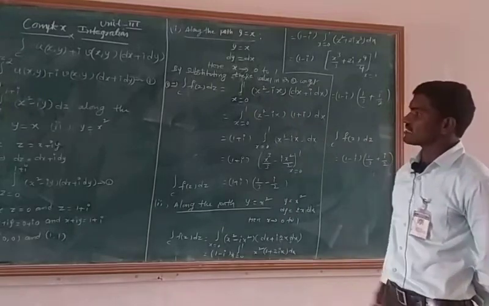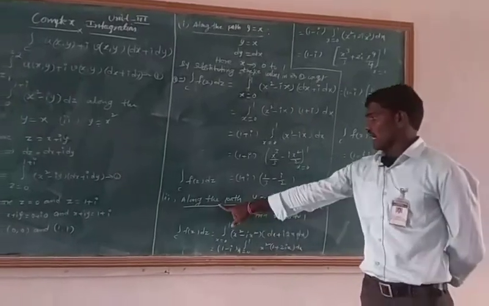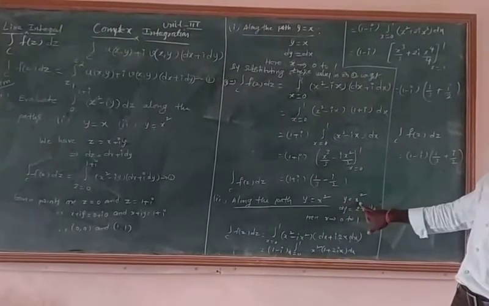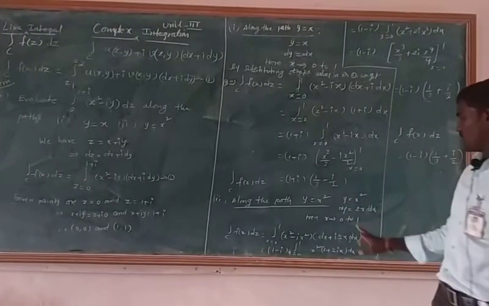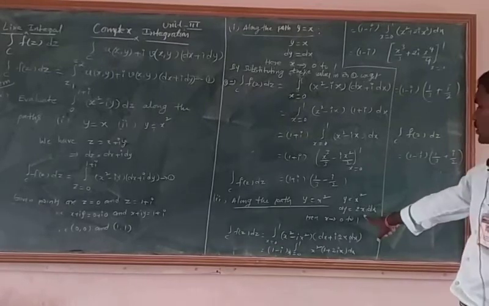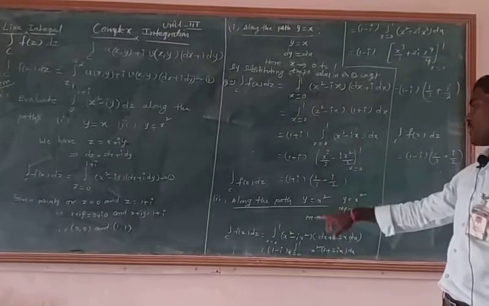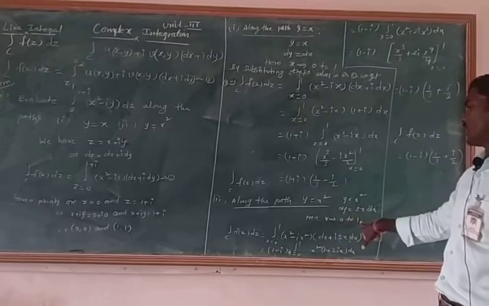Then go to the second case in the problem. Along the path y equals x square, that is y equals x square. Differentiate this result: dy equals 2x into dx. Here, on the given points, x varies from 0 to 1.